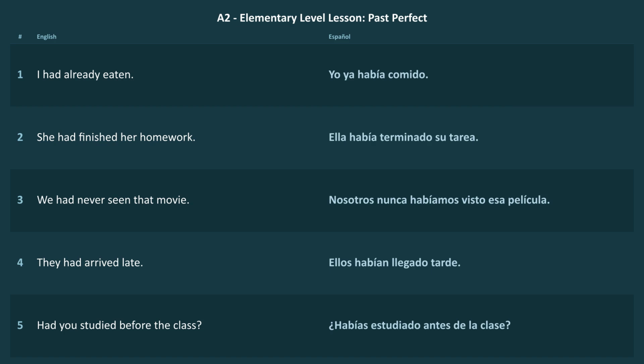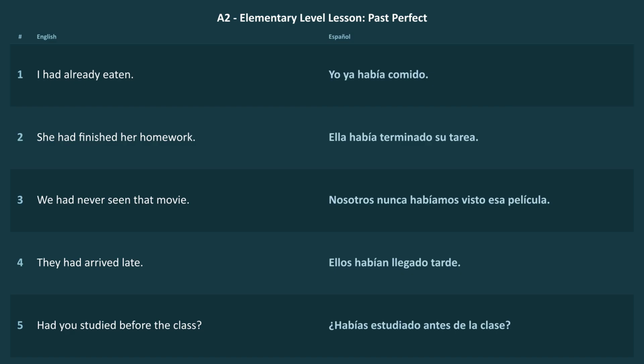Excellent. And here's a tiny useful detour. Tarea means homework or assignment. Su tarea can mean her homework, his homework, or your homework in a formal situation. But for this lesson, we'll keep it simple as her homework.